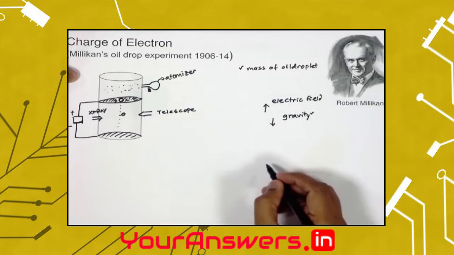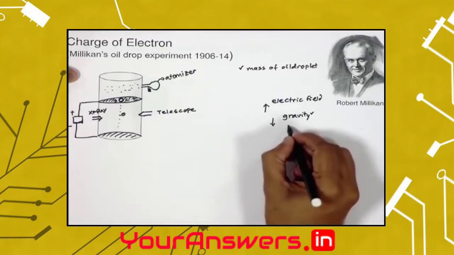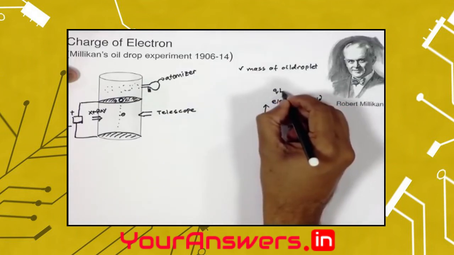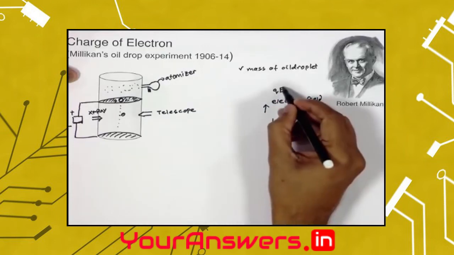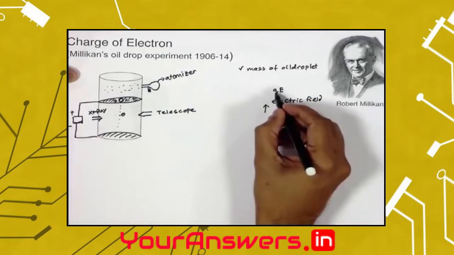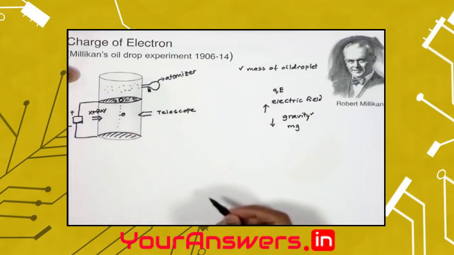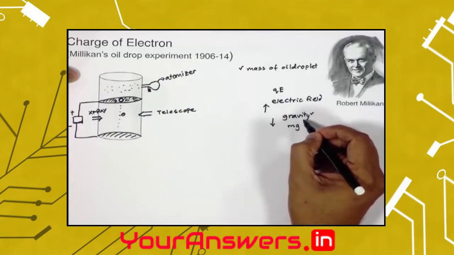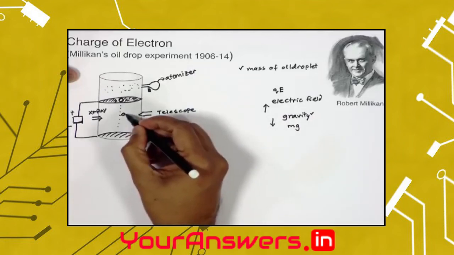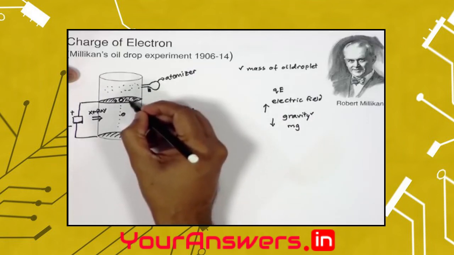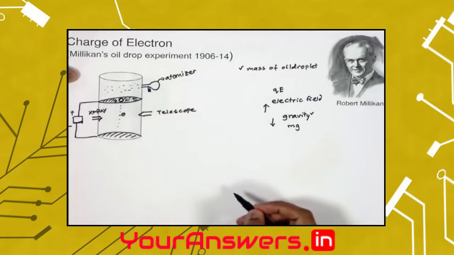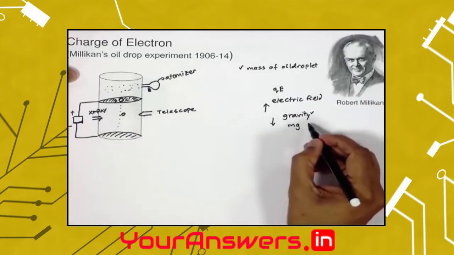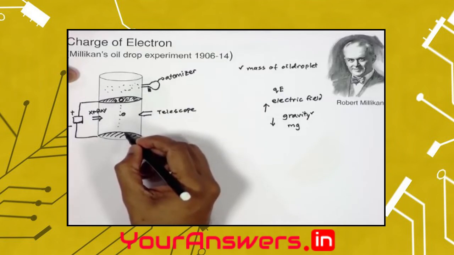Now, we have two different forces. The gravitational force can be written down as mg, and the electric force due to the electric field can be given as QE. E is the strength of the electric field that I am applying, and Q is the charge of this oil droplet. Now, if I use a very strong electric field, much stronger than the gravitational pull, then of course, these oil droplets will suddenly go up and stick to the upper plate. If I use a very weak electric field, the gravitational pull will win, and this oil droplet will come downwards instead of going upwards.